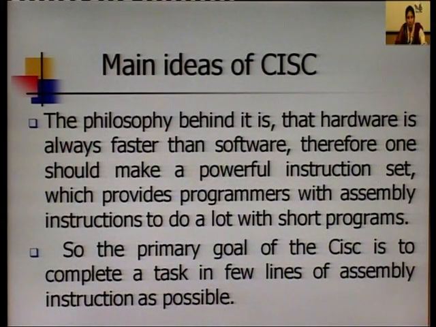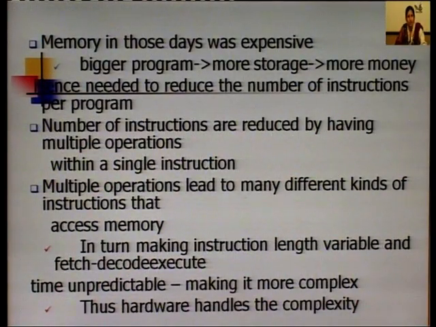The primary goal of CISC is to complete a task in as few lines of assembly instructions as possible. So it is to reduce the number of instructions, with most operations performed. Memory in those days was expensive: bigger problem, more storage, more money, hence there was a need to reduce the number of instructions per program. So with fewer instructions, more operations are performed.